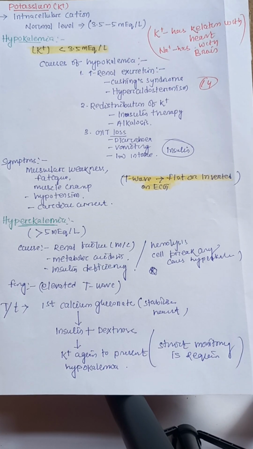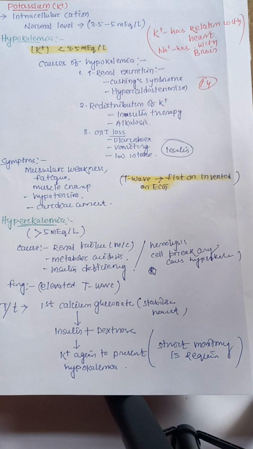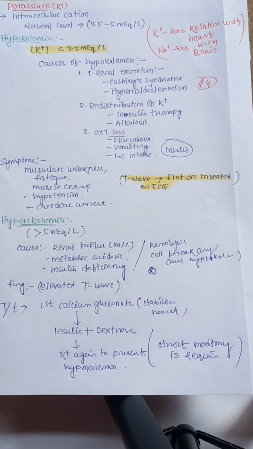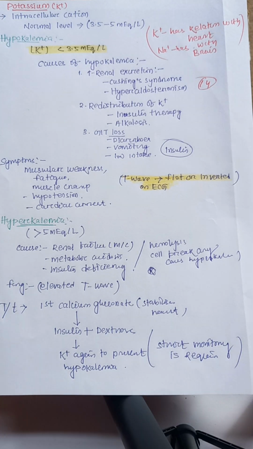Hypernatremia: mild is greater than 146 to 150 milliequivalents, and moderate and severe, you know this. If you understand hyponatremia, then hypernatremia is an easy thing. Okay, let's see, potassium is also one of the important things. Potassium is the intracellular cation, and normal level is 3.5 to 5 milliequivalents per liter.